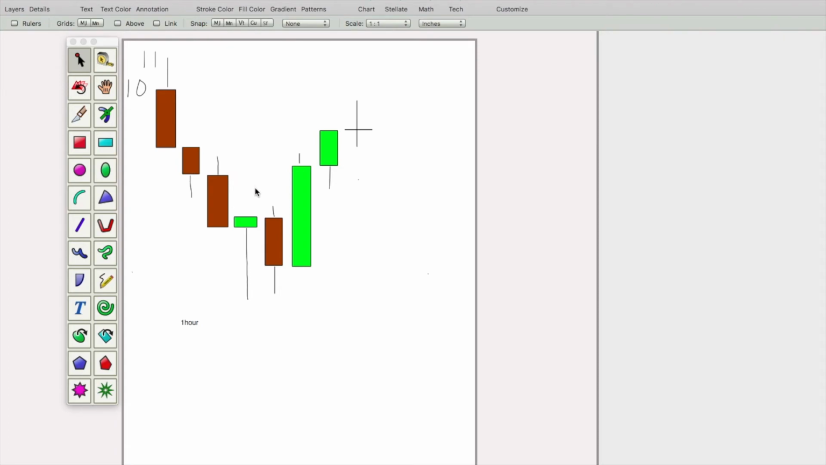Next candle opened at $7. Got tugged by bulls up to here, back into the 6 area. And then the bears gave a strong tug and pulled this candle all the way down here. Closed it out. Let's give this a 4.